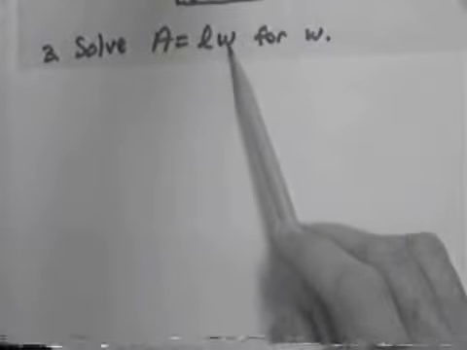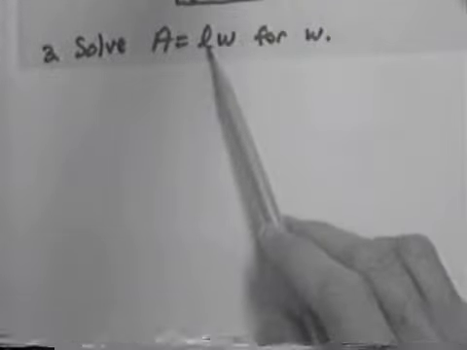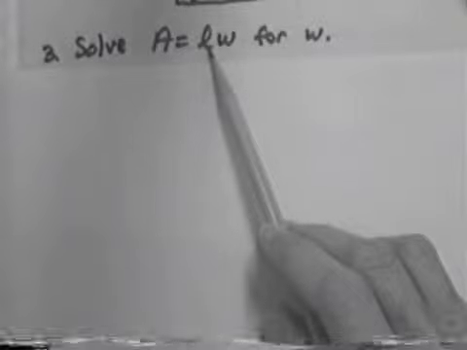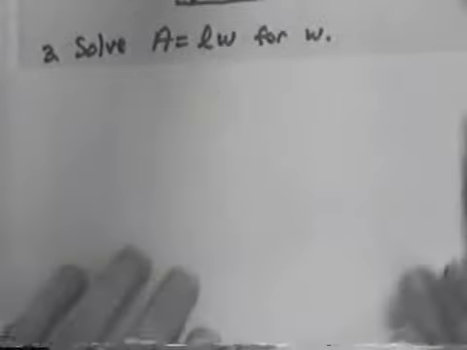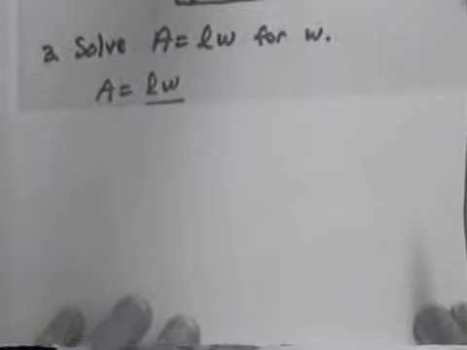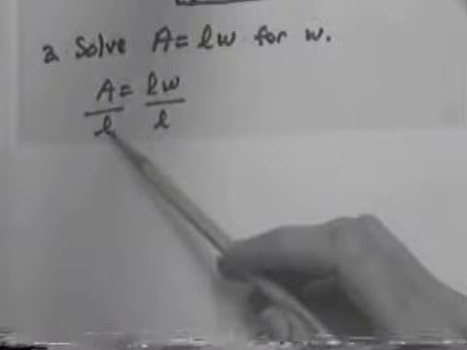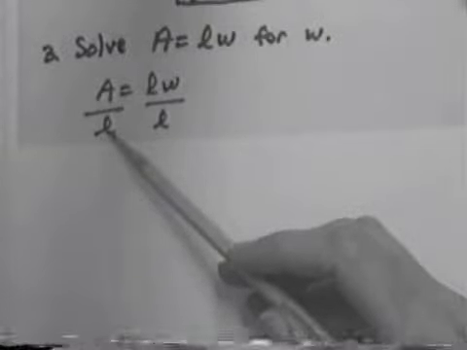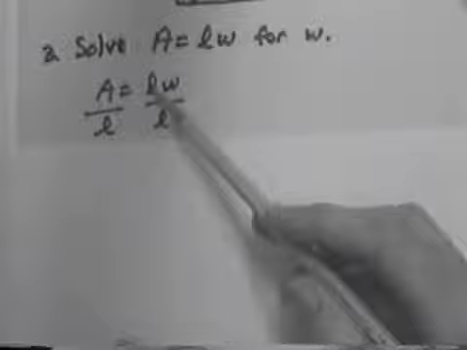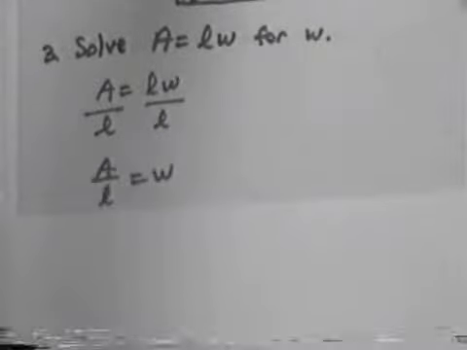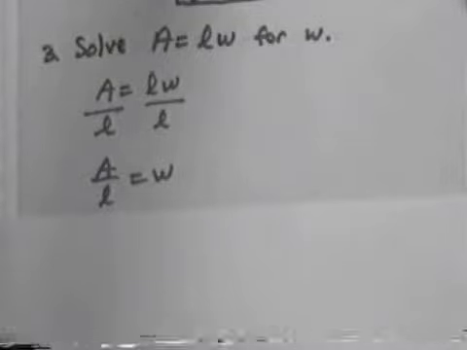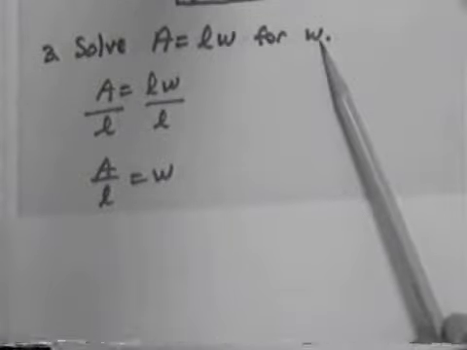To get w by itself, we must remove its coefficient, which is L. To remove a coefficient, we divide by the coefficient. And so we copy the equation, A is equal to LW, and divide both sides by L. On the left we have A divided by L, which cannot be simplified. On the right, LW divided by L, the L's cancel, leaving W. And so we get A over L is equal to W.